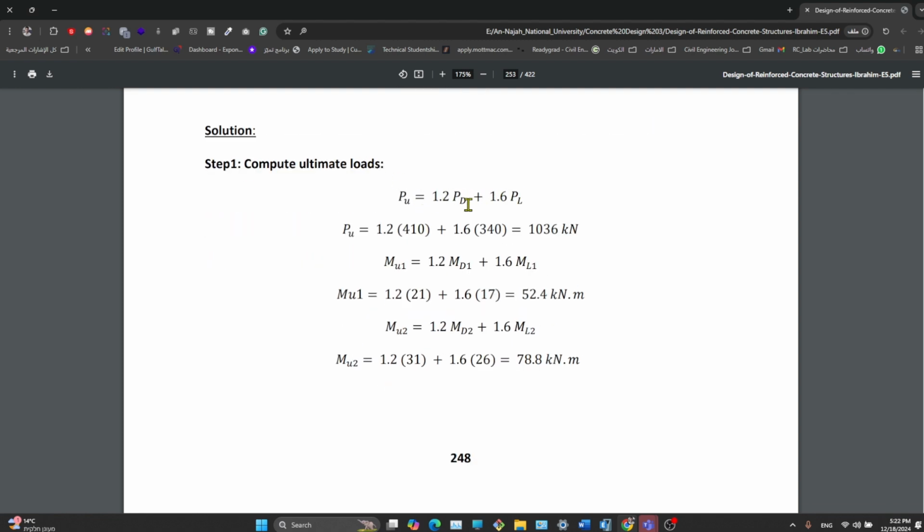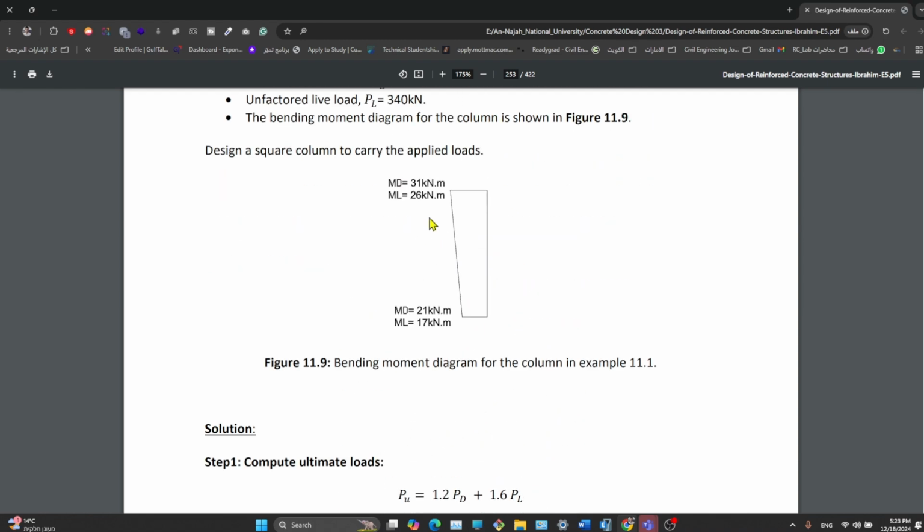P ultimate, we have this combination, 1.2 dead, 1.6 live. So this is the P ultimate, and also we have M ultimate 1 and M ultimate 2. Okay, the M ultimate 1 is 1.2 MD1 plus 1.6 ML1. Now what do 1 and 2 refer to? 1 refers to the bottom, 2 refers to the top, because the top is larger.